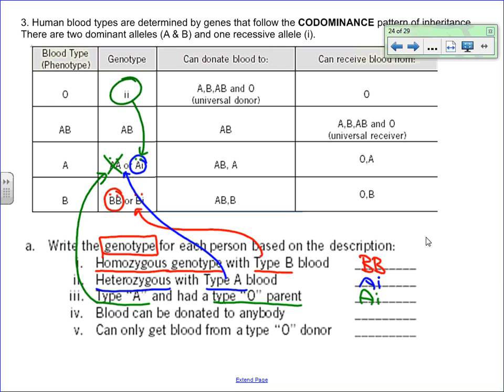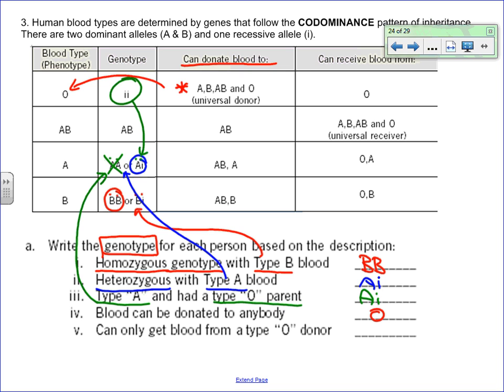Now 4 and 5 are just more about donation. It says blood can be donated to anybody. So we look at our column right here that says blood can donate to. And in this one right here, we actually see all four possible blood types. And so in this case, we know that type O can donate blood to anybody. And then the next one says can get blood from a type O donor.